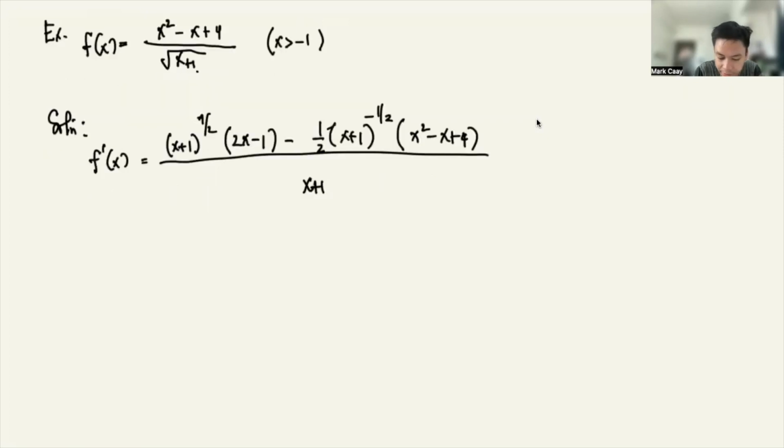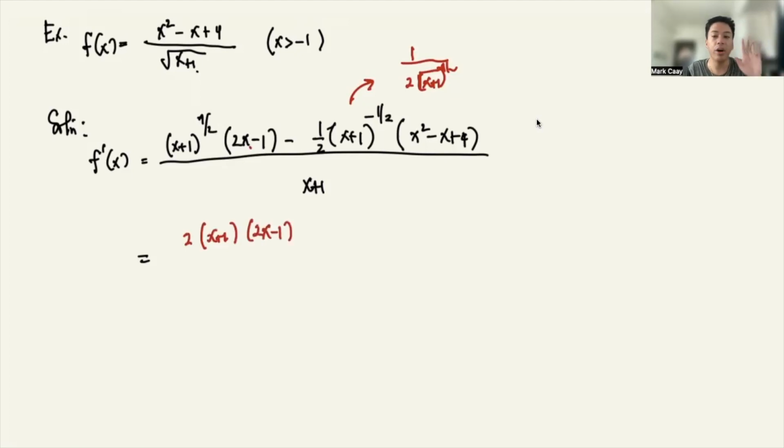So, how do we simplify this? Because what will happen here is it becomes 1 over 2 square root of x plus 1, or (x plus 1) to the 1 half. So when I add that, it becomes x plus 1 here. So we have 2x plus 1. Copy that, 2x minus 1.